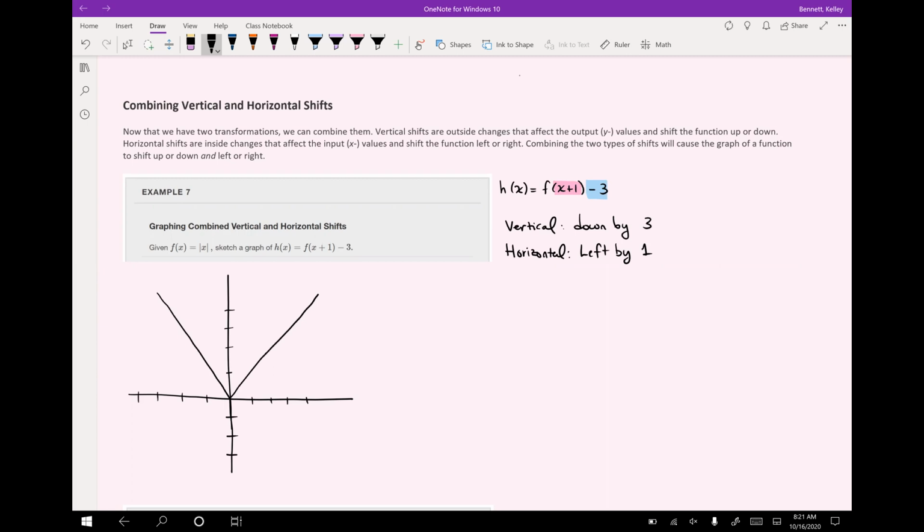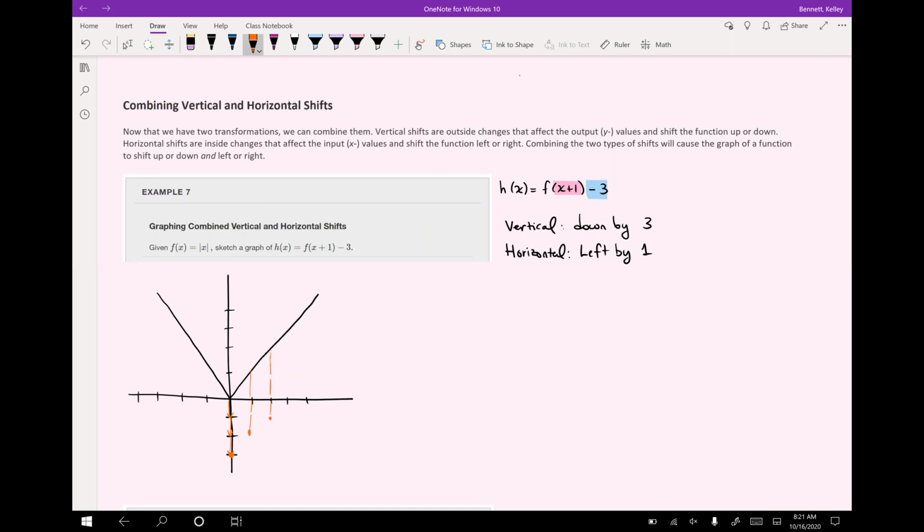so I want to take this and the first thing I'm going to do is I'm going to move it down by 3. So I'm going to do this in 2 steps. I'm going to move it down by 3. So that means every point is going to come down 3. So I'll go down here. This will go down to here. This will go down. I'm just moving everything down 3 steps.